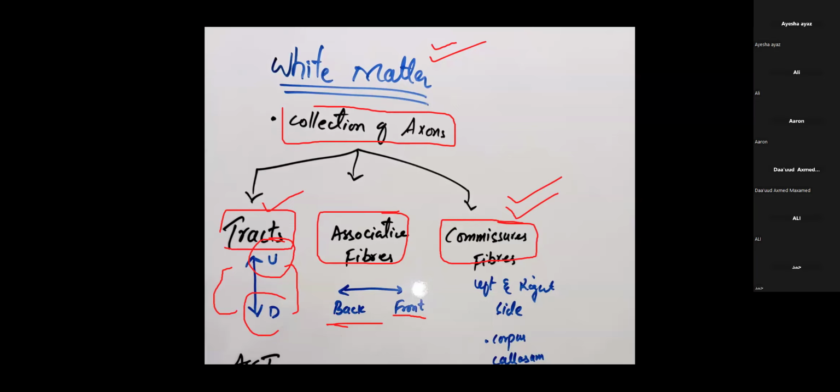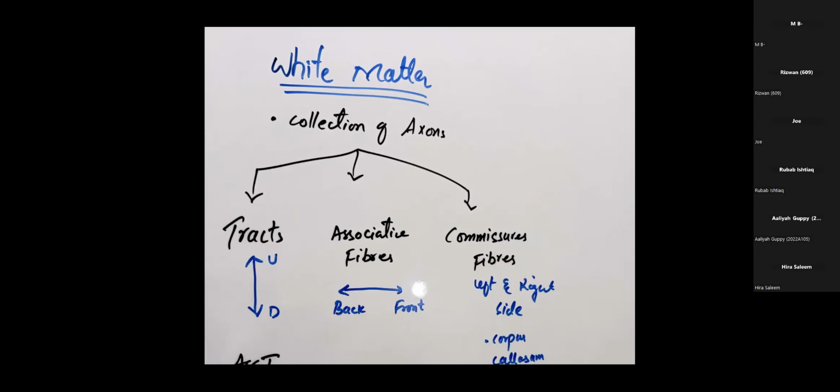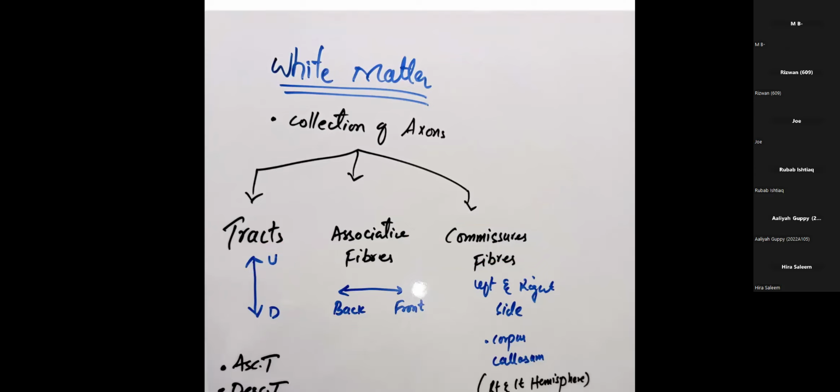So in the central nervous system, we have three types of white matter. One we call tracks, which connect the upper and lower portions of the central nervous system. The other is associative fibers, which connect the anteroposterior side of the CNS, back to front. The third is commissure fibers, which connect the left side of the CNS to the right side, for example the corpus callosum. So we have three types of axons or white matter, and two types of gray matter or cell bodies.